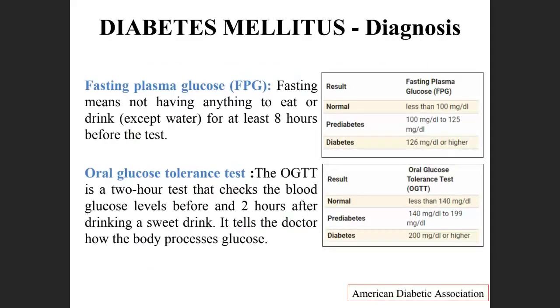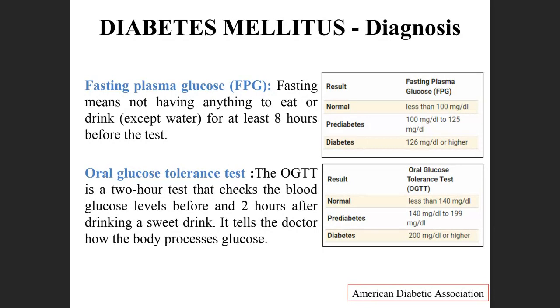Now, how can we diagnose diabetes? There are many different tests: the fasting blood glucose test, oral glucose tolerance test, random glucose test, and another test which is known as the HbA1c test. We are all aware of these tests. The fasting glucose test is a blood test done after the person fasts for at least 8 hours. That means he or she does not eat anything or drink any sweetened beverages. They can drink water. That is known as the fasting plasma glucose test.